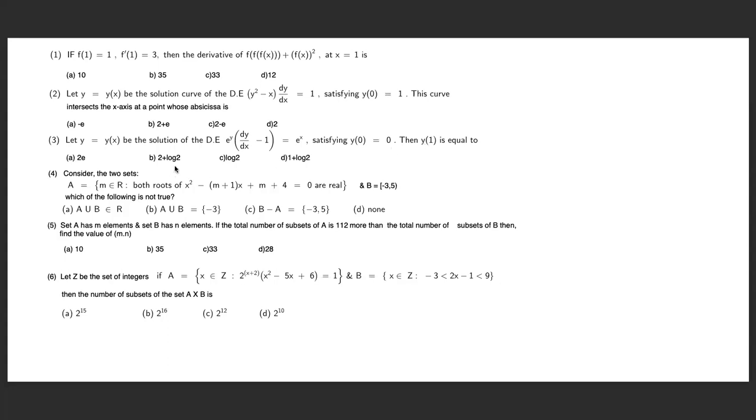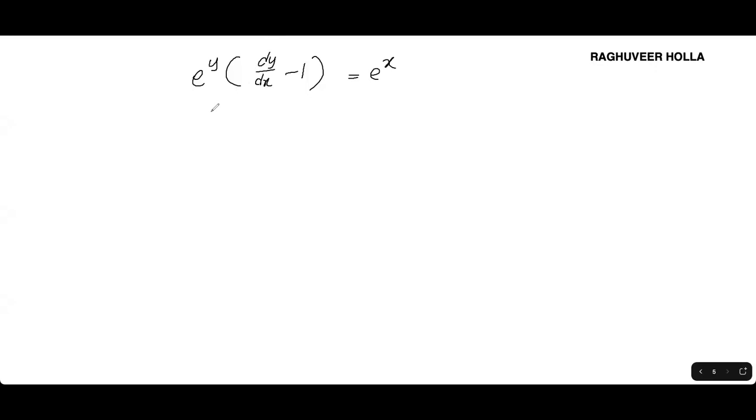Now let us look at another problem. Let y equal to y of x be the solution of this, which is satisfying y of 0 is equal to 0, then y of 1 is equal to, right? So let us solve this given differential equation.